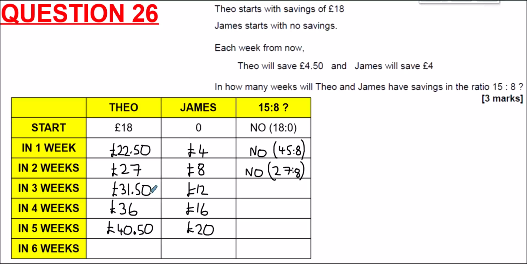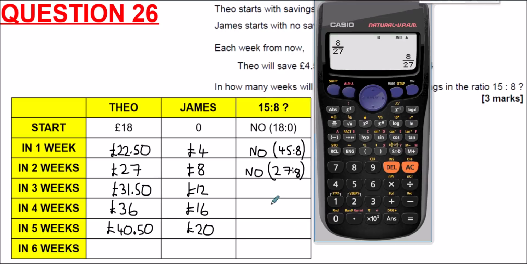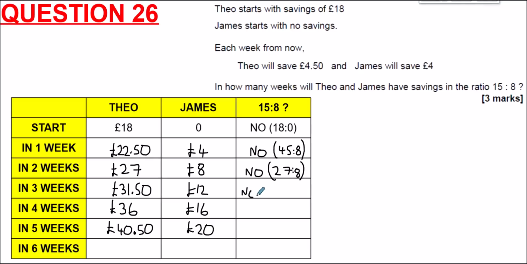So let's see now on week 3. The ratio is 31.5 to 12. So put these numbers into a fraction, smallest number on top, bigger number on the bottom. That's a ratio of 21 to 8. So it's still not 15 to 8 yet, but we are getting closer.